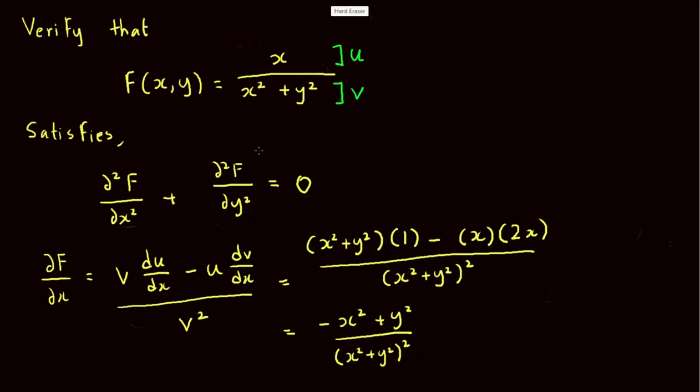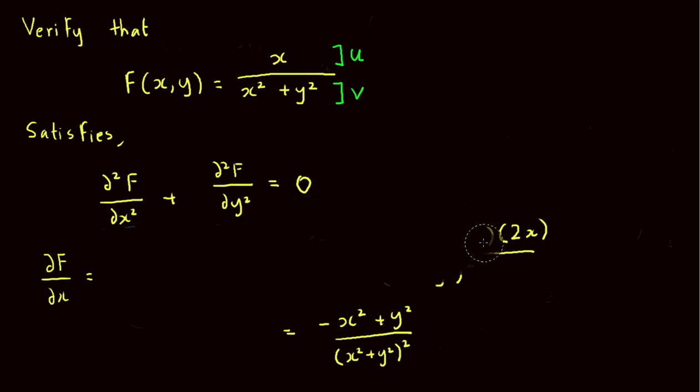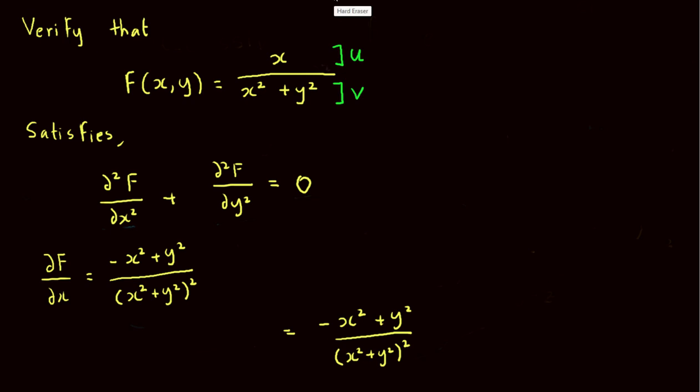So I'm going to erase it for space purposes, and just rewrite the equation right here. It's negative x squared plus y squared over x squared plus y squared, squared. That is your del f del x.